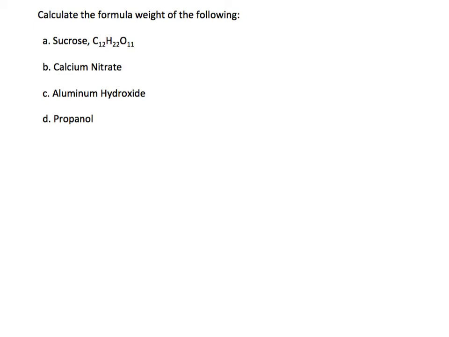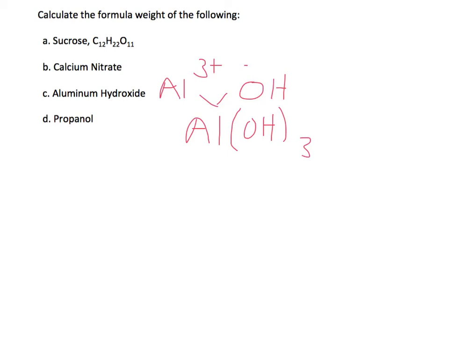The next one we have is aluminum hydroxide. If we write this out, we have Al3+, and then we have hydroxide, OH-. Those combine together to give us Al(OH)3. So we have 1 aluminum, 3 oxygens, and 3 hydrogens. We can calculate each of these weights individually.